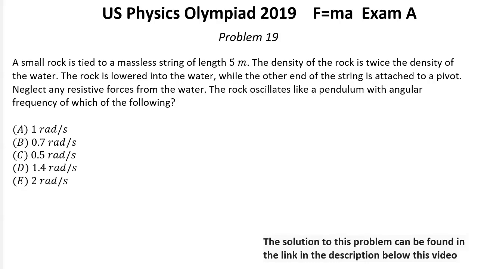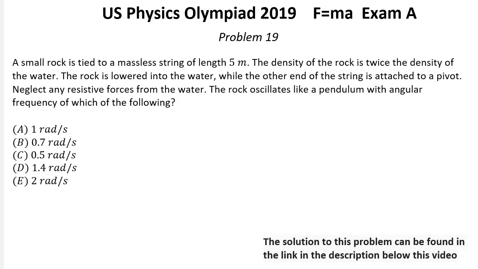Problem number 19. A small rock is tied to a massless string of length 5 meters. The density of the rock is twice the density of the water. The rock is lowered into the water, while the other end of the string is attached to a pivot. Neglect any resistive forces from the water. The rock oscillates like a pendulum with the angular frequency of which of the following?